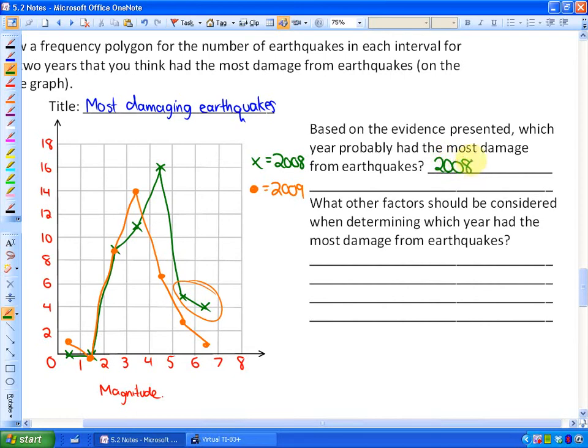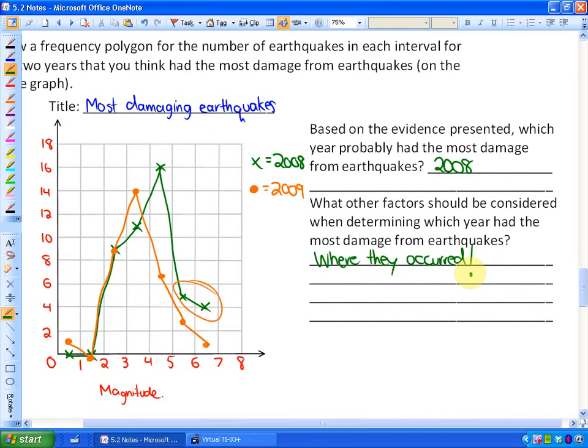But the next part of the question says this: what other factors should be considered when determining which year had the most damage from earthquakes? Well, one thing that needs to be considered is where they occurred. Okay, because if you had a major earthquake out in the middle of a huge plain land where no one lived, probably not a lot of damage done as far as monetary value goes.